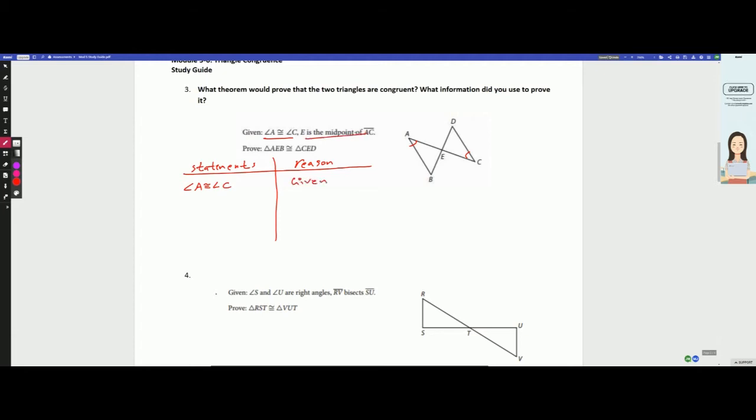All right, and then E is the midpoint of AC. Well, okay, if E is the midpoint, then these two should be congruent. Okay, notice how I marked it real quick. So I'm going to go ahead and write out what I just marked. Okay, so again, E is the midpoint.